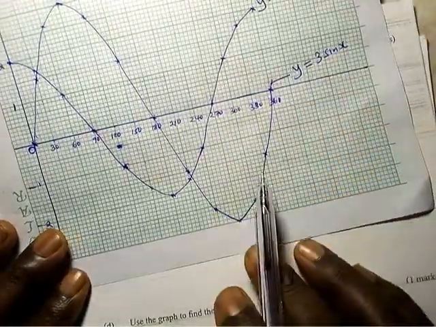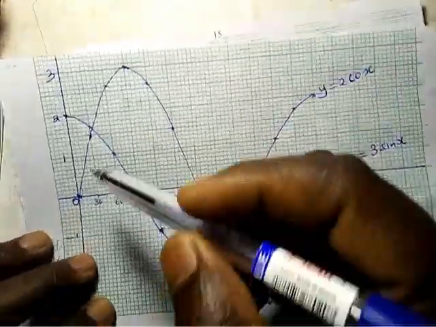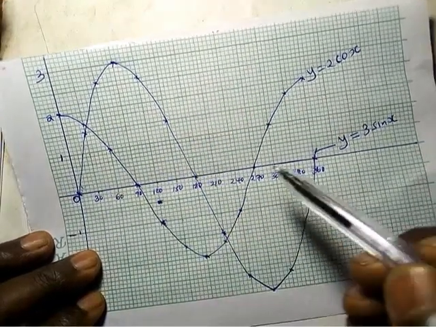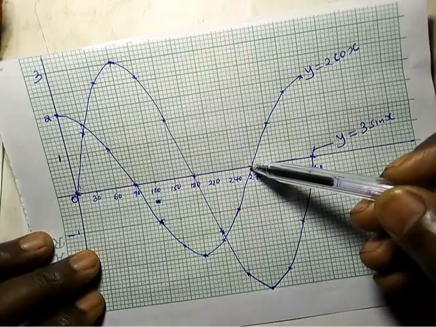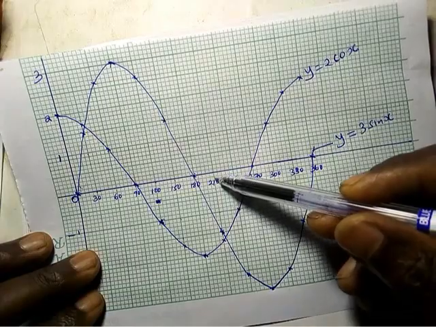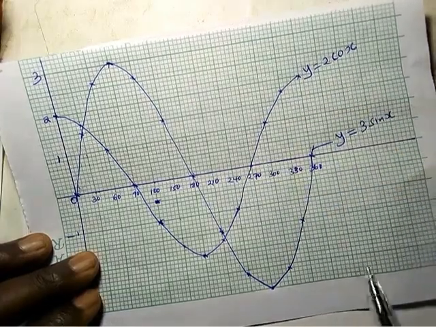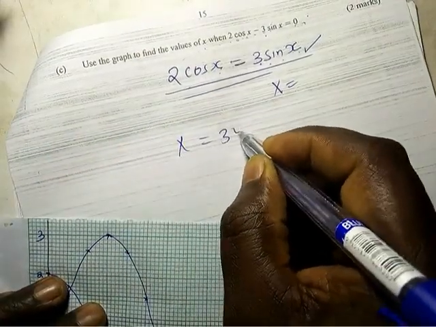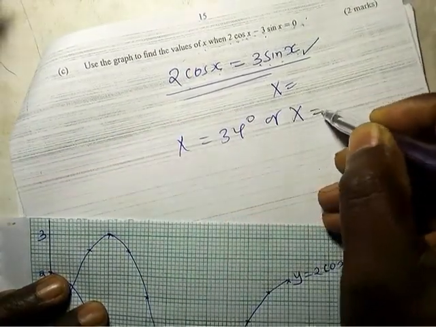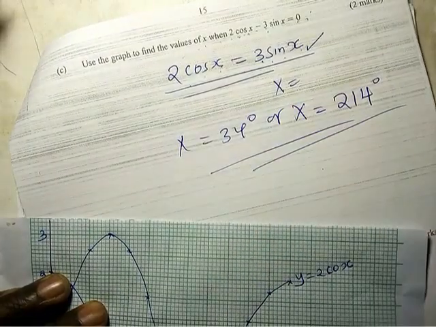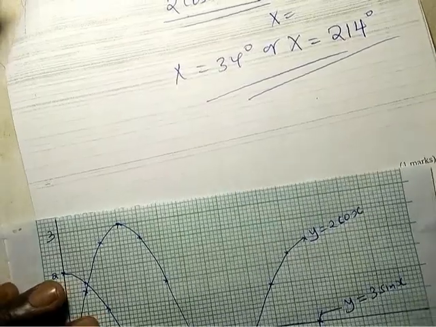So as you can see, this one is 30 something, that is 34, and this one is 200 and what? This is 210, around 214 there. Yeah, 214. So x equal to 34 degrees, or x is equal to 214 degrees. So that is where the two curves meet, and that is the solution for that. Next one.